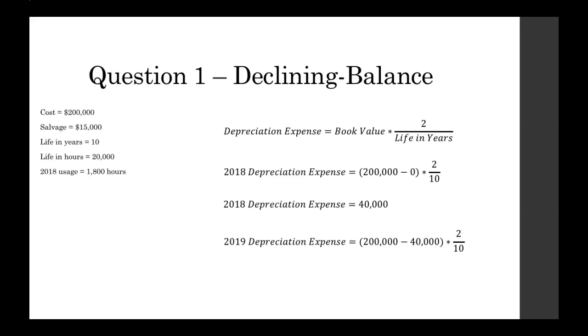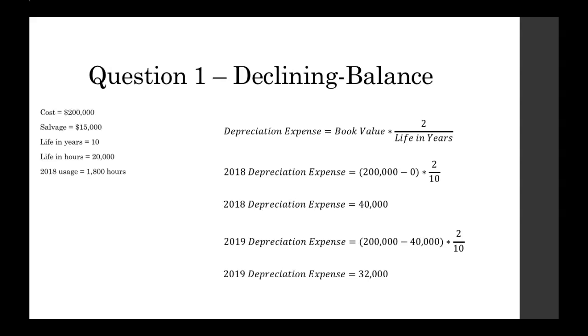So to find our book value, we take our cost of $200,000, subtract out the $40,000 that we've depreciated so far, and then we multiply that by 2 over 10. So it'd be $160,000 times 2 over 10 gives you a depreciation expense of $32,000 in 2019.